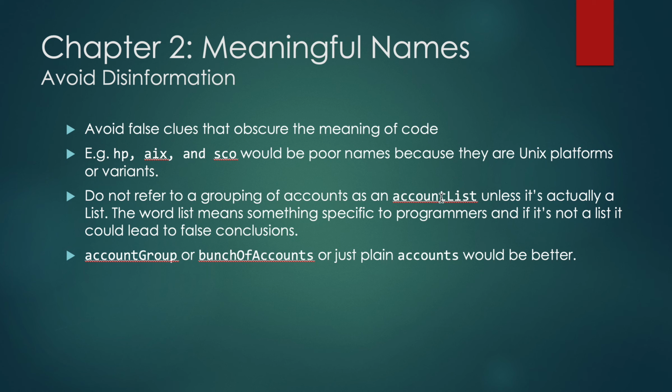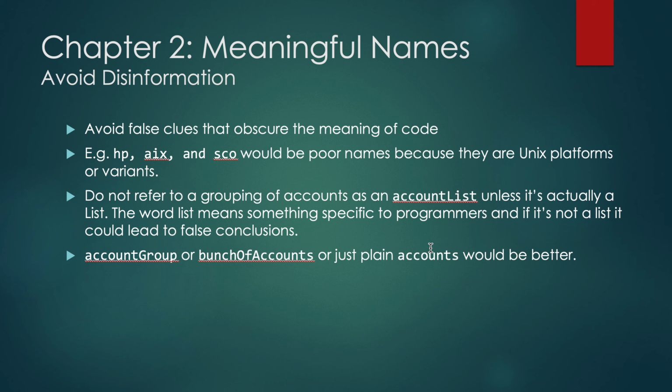List means something very specific. So it's not the case that all groups of accountants will be represented as lists. They could be sets, they could be collections. And so avoid doing this where you could give out false information about this variable. So, maybe better names would be account group or bunch of accountants, or basically just accounts, right?